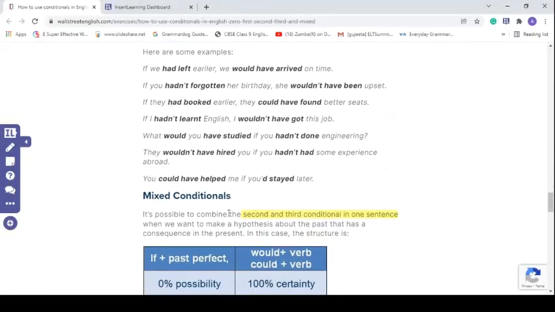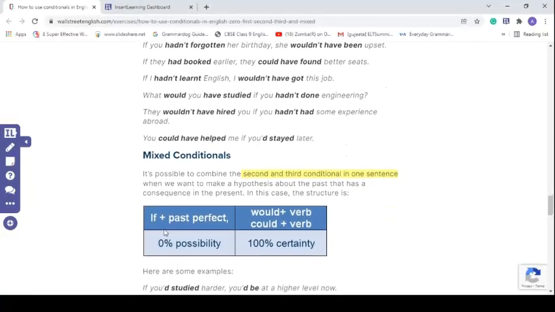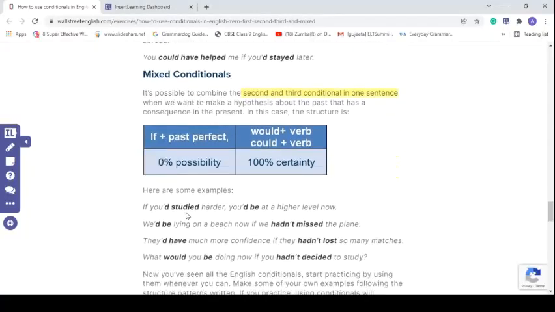The next is the mixed conditional, where you mix the second and third conditional in one sentence and make a hypothesis. You are talking about the present and making a hypothesis about something that happened in the past. It is again if plus past perfect, would plus verb. You can say, if you had studied harder, you would be at a higher level now. We would be lying on a beach now if we hadn't missed the plane.